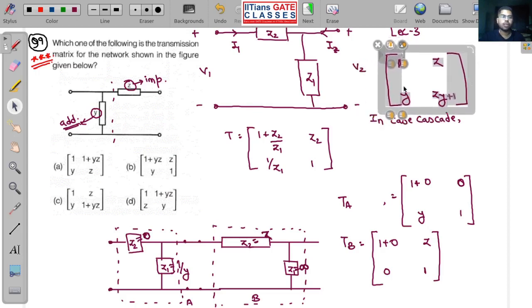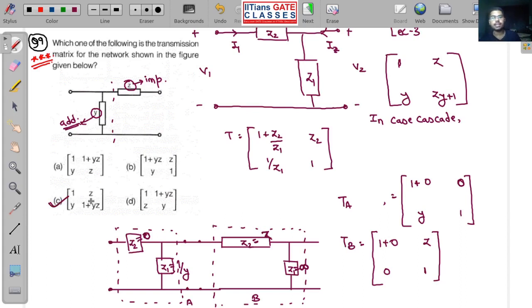So you can see 1, Z, Y, ZY plus 1. So option C is your correct answer. Okay, option C is your correct answer. So this is one of the ways to solve this question. See, I had to explain this, so that is why I took so much time. But if you are in practice, you don't need to write all this.